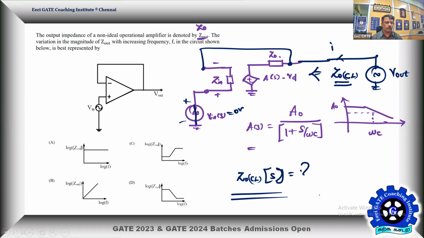A voltage follower circuit can be best represented by what Bode plot? Log of your Z naught CL is talking about the magnitude of the output impedance of this closed loop system with respect to the frequency. Yes, we'll see.